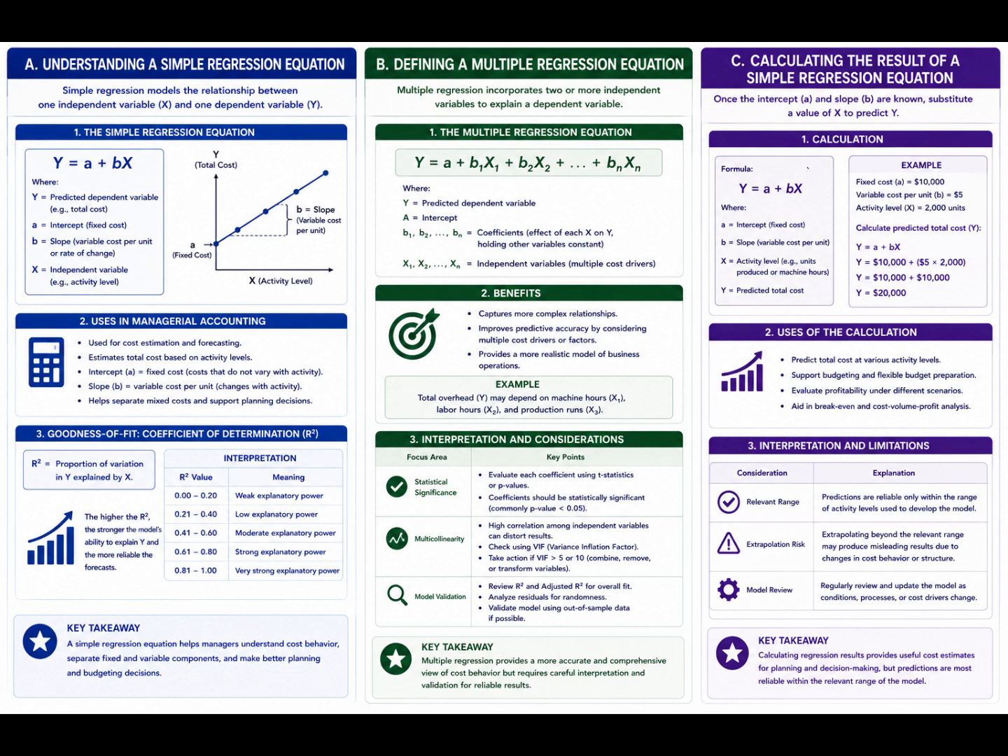C. Calculate the result of a simple regression equation. Calculation involves substituting a known value of x into the regression formula. Once the intercept, a, and slope, b, are determined, predicted y equals a plus bx. For example, if fixed cost is $10,000 and variable cost is $5 per unit, predicted total cost at 2,000 units equals $10,000 plus $5 times 2,000.